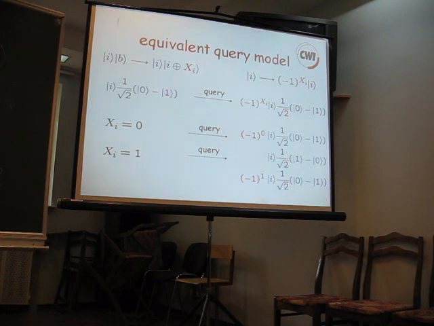If I study the black box model in this query model, then I can easily transform algorithms that expect this into algorithms that expect that, with no extra cost.